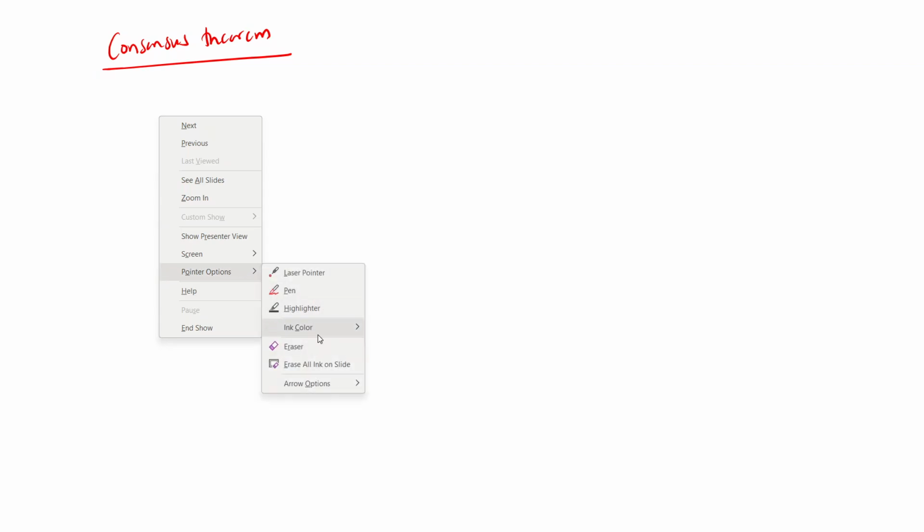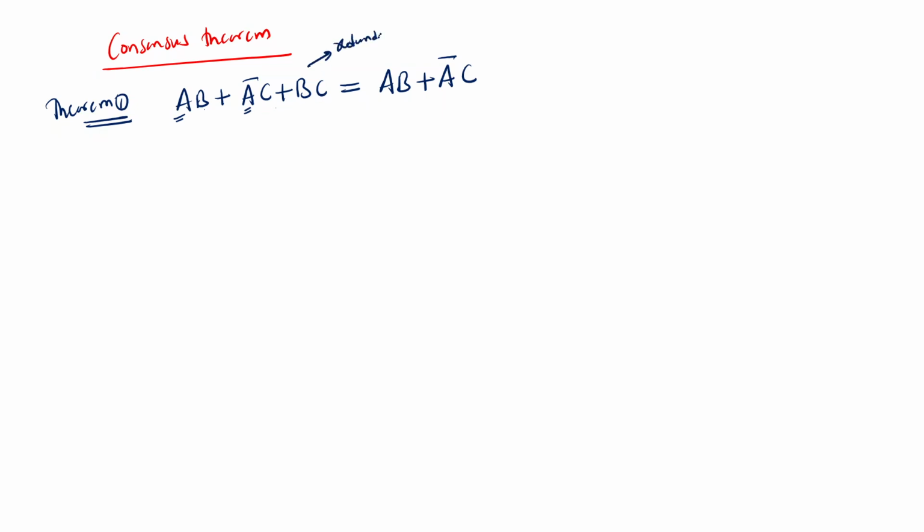Next there is the consensus theorem. So if you see the consensus theorem, theorem one: AB plus A bar C plus BC equals AB plus A bar C. Here one term A is in true form and complemented form in two terms, and B is repeated in the third term. So this becomes redundant and will be eliminated.